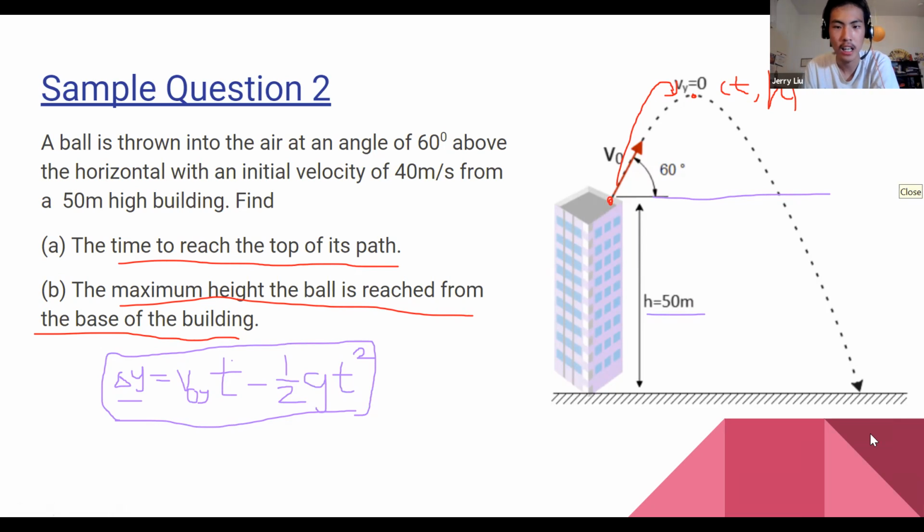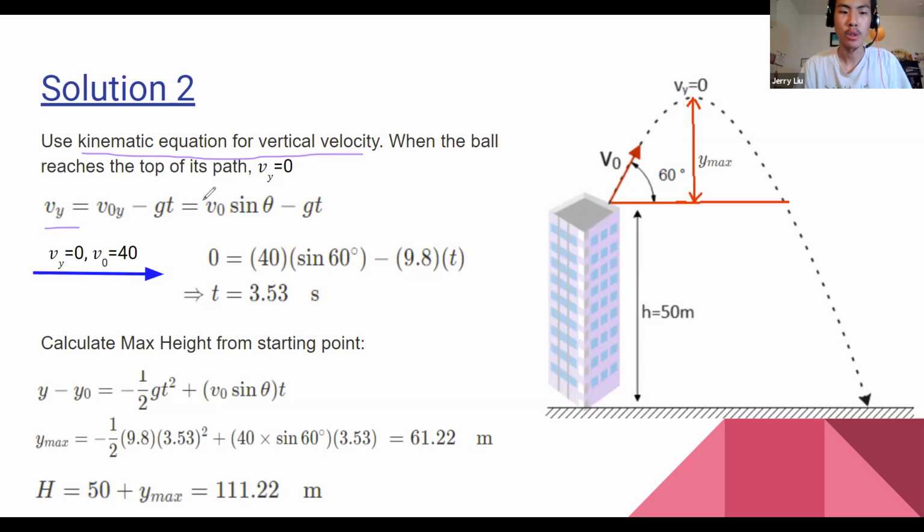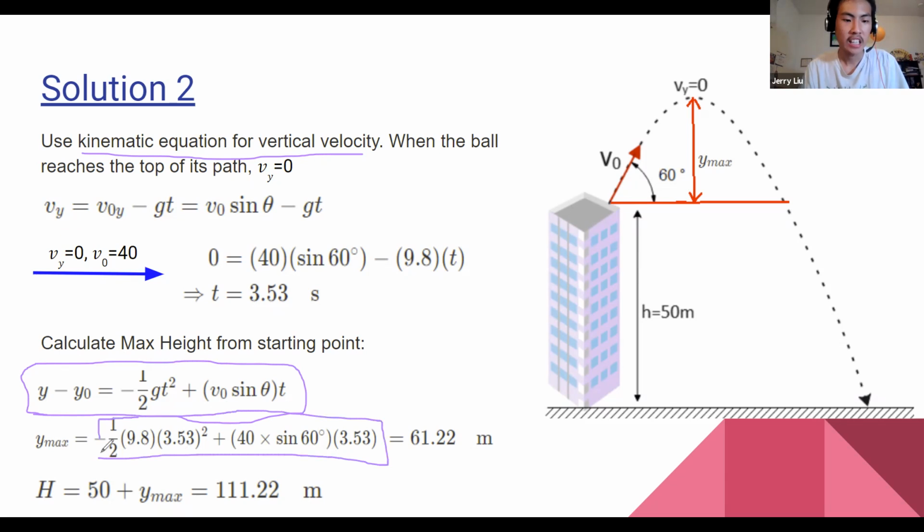So how we would do this is try to rewrite this into a parabolic equation. We would start with the kinematic equation for vertical velocity, that was one of the things we talked about earlier on. We would say that y minus y zero, or delta y, is equal to 1/2 g t squared plus v zero sine t. Now you guys can turn this into a quadratic function, and then complete the square. If you completed the square, your constant value would be about 61.22, and your t would be around 3.53.